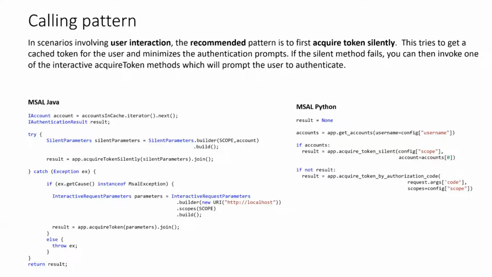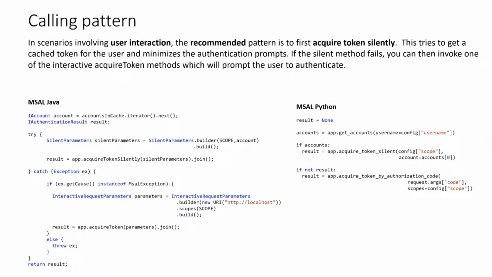I mentioned that I would talk about a recommended pattern, especially when you use MSAL in user interaction scenarios. So in these scenarios, you want to avoid repeated authentication prompts to the user and want to optimize for that as much as possible. And MSAL provides an API called acquire token silent. So you can acquire tokens silently using this method.